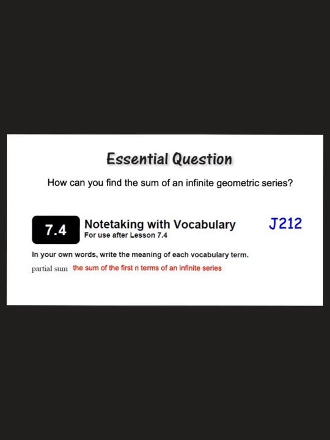In today's lesson, we are going to learn how to find the sum of infinite geometric series. And the only vocabulary word for today is the partial sum: the sum of the first n terms of an infinite series.